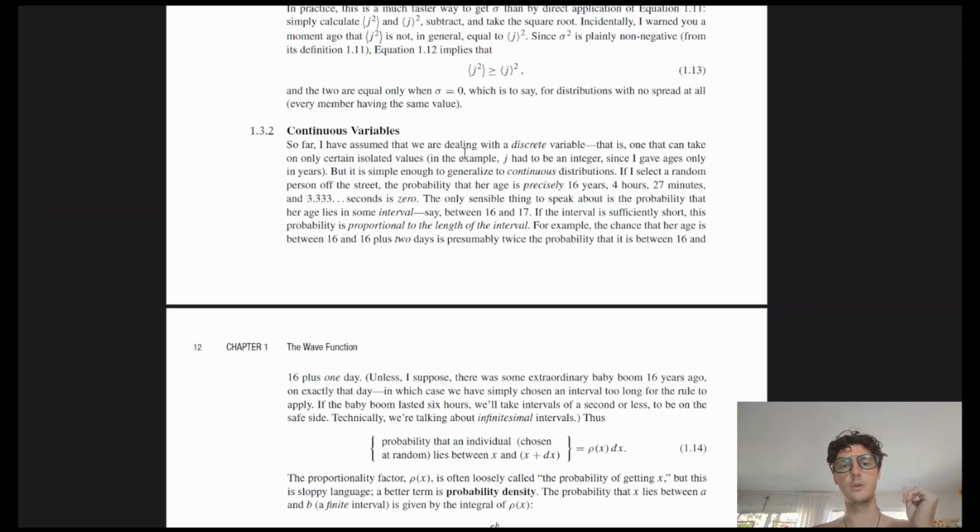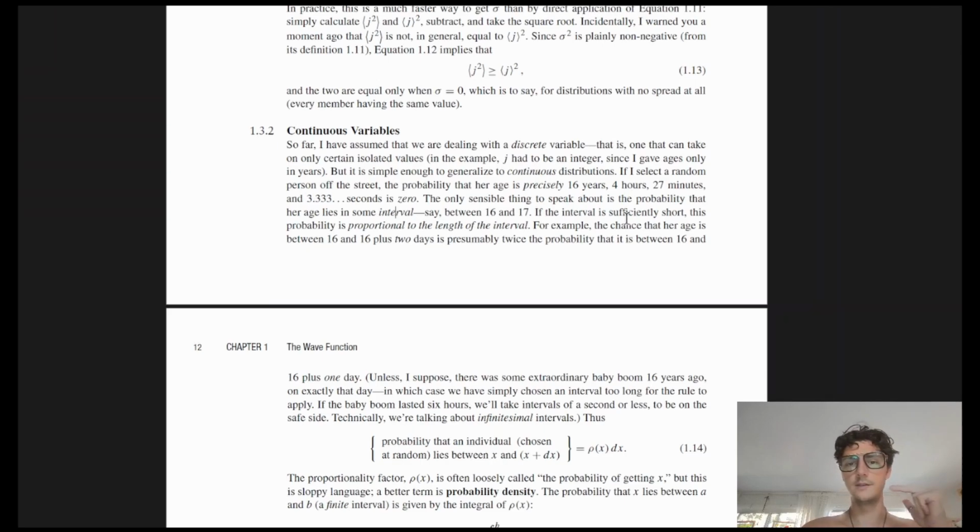So far, I have assumed that we are dealing with a discrete variable, that is, one that can take on only certain isolated values. In the example, j had to be an integer since I gave only ages in years. But it is simple enough to generalize to continuous distributions. If I selected a random person off the street, the probability that her age is precisely 16 years, 4 hours, 27 minutes, and 3.333 seconds is 0. The only sensible thing to speak about is the probability that her age lies in some interval, say between 16 and 17. Pretty cool. I mean, it makes sense.